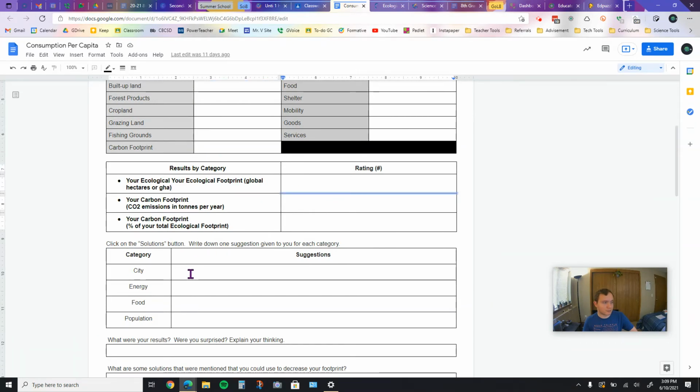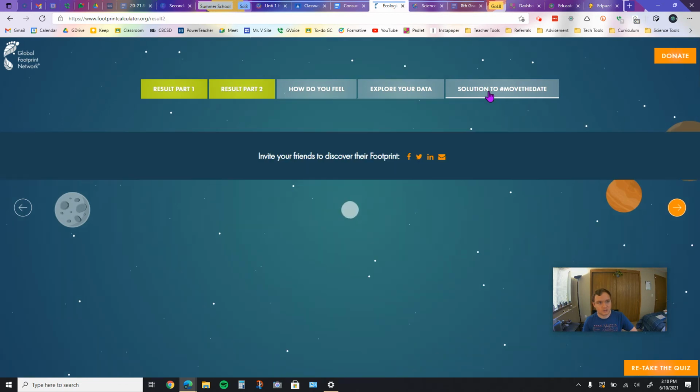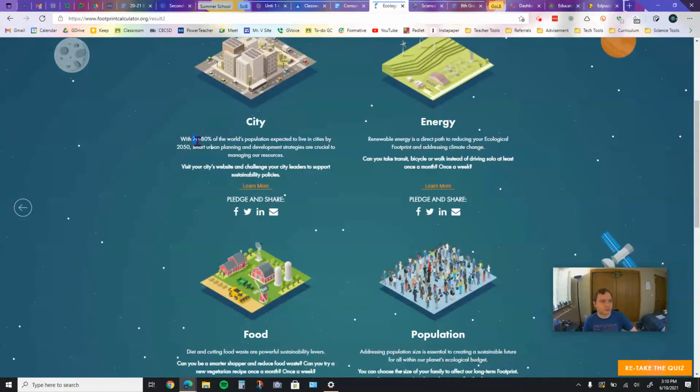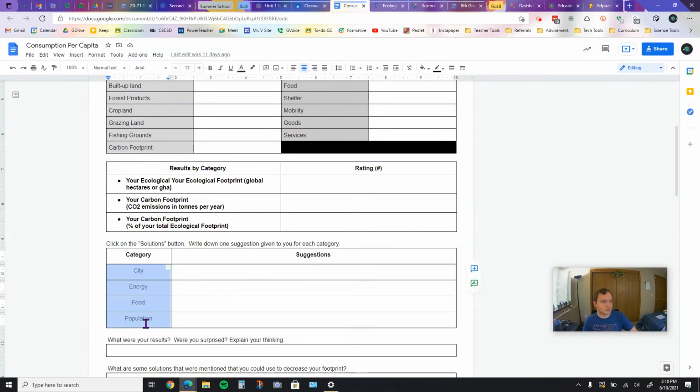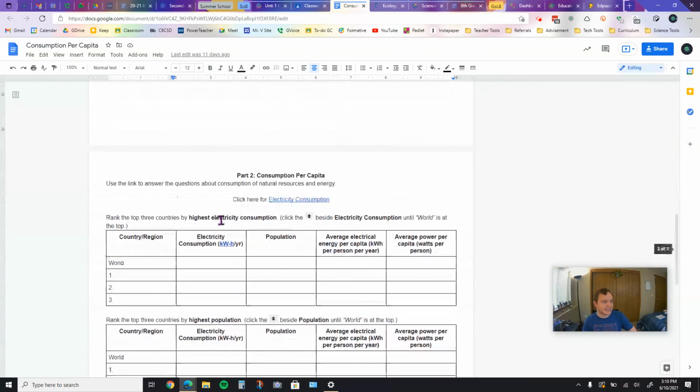Okay. When you're looking for solutions, there's a solutions tab, and that'll give you different solutions for each category: city, energy, food, and those align with these topics here. These two are just reflection questions, but I think you get the idea. That's the first part of this assignment. The second part is we're looking at consumption, so the use of something, in this case, of energy.